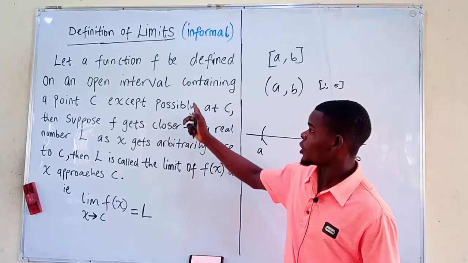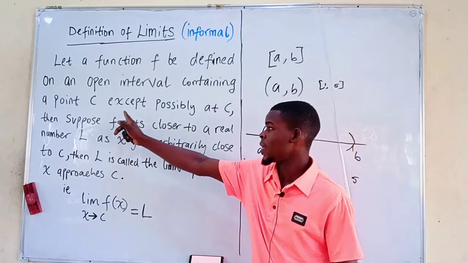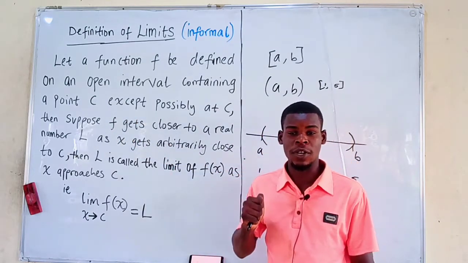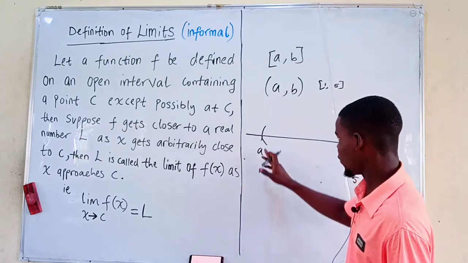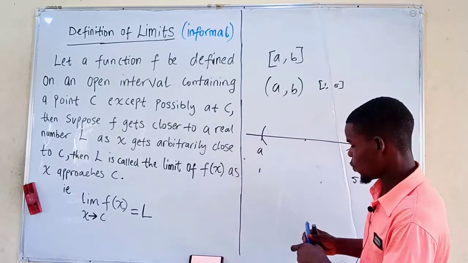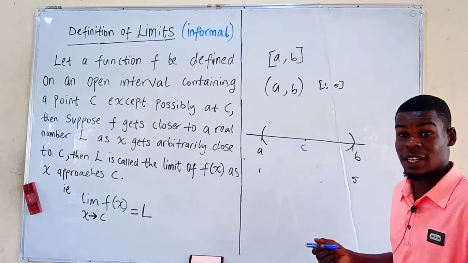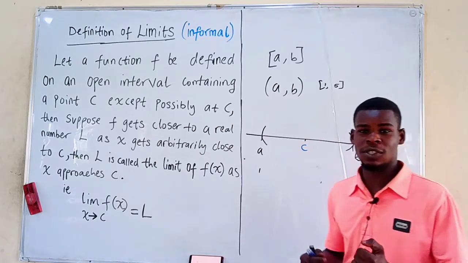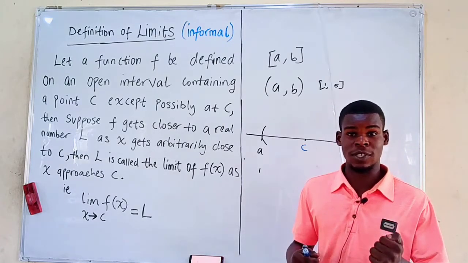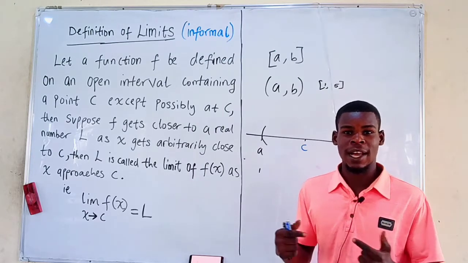That's what it means for a function to be defined on an interval. But we say it should be defined on an open interval containing a point c, except possibly at that point c. It may be defined at every other point in that interval, but at this point c, which is inside the interval, it doesn't have to be defined. It may not be defined there. Limit of functions is not concerned with the definition of a function at that point. It is concerned with the behavior of the function near that point.